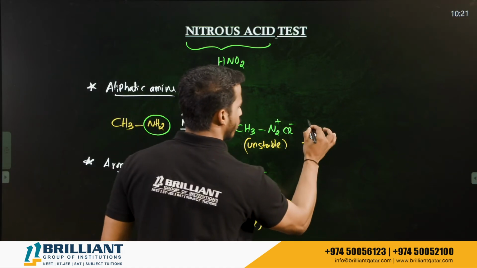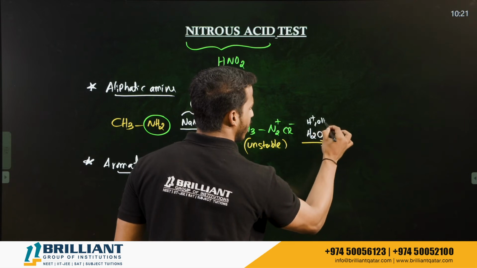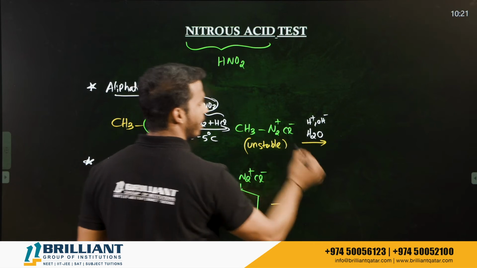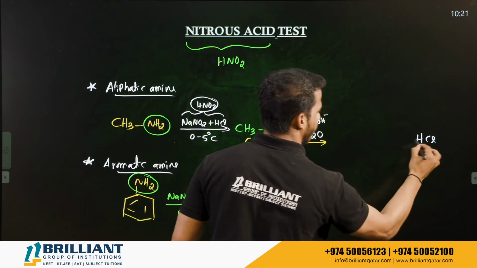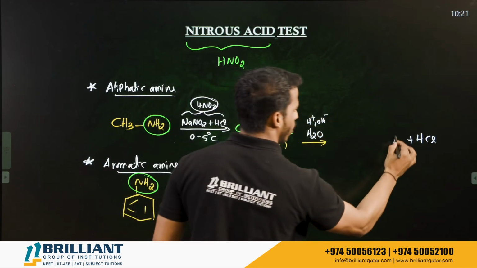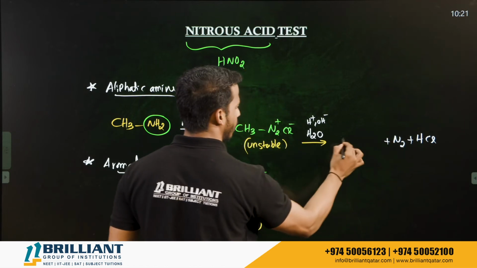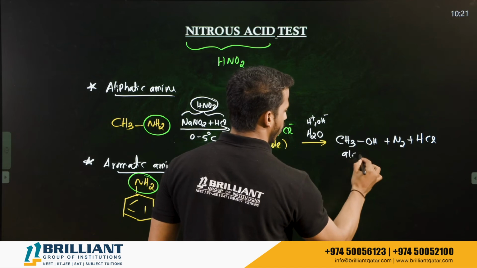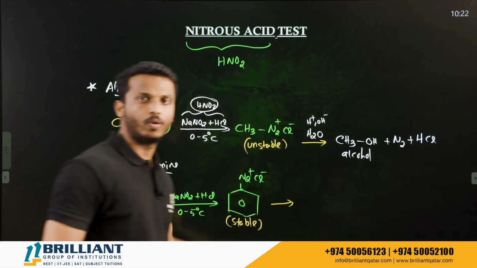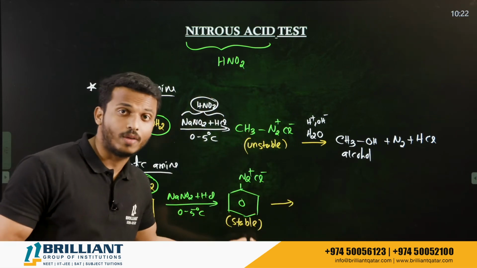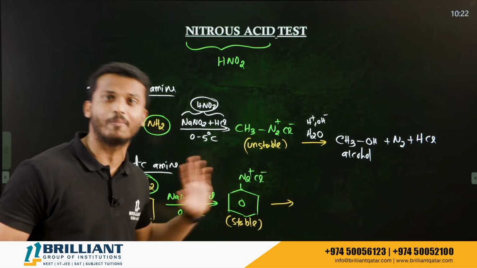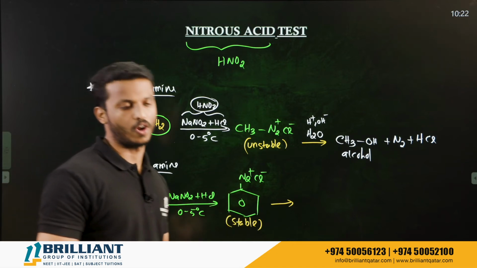Why alcohol? Because H2O, what are the ions present? H plus and OH minus. This H plus combines with the Cl, you will get HCl. Nitrogen gas N2 evolves. What is left in the system? CH3 and then this OH. You will get alcohol. But what about the aromatic one? It also can give alcohol, but only when the system is warmed or heated, because it is stable. So this is the conclusion, dear all.